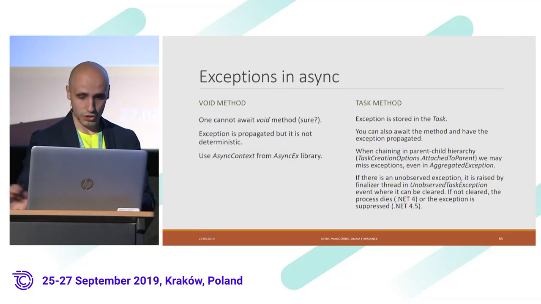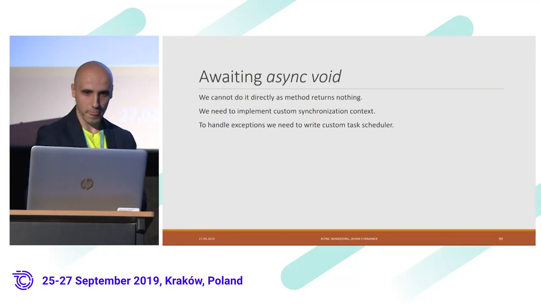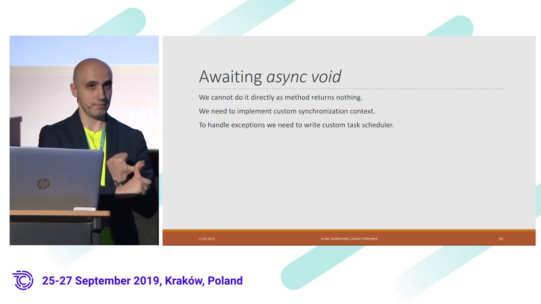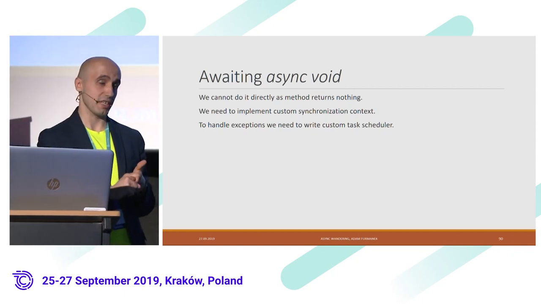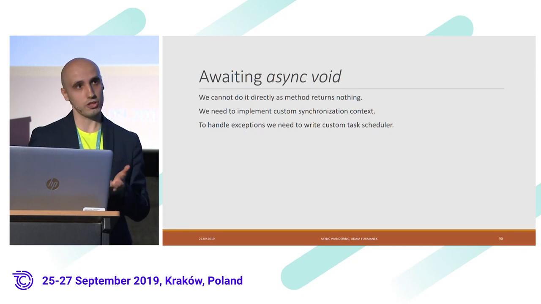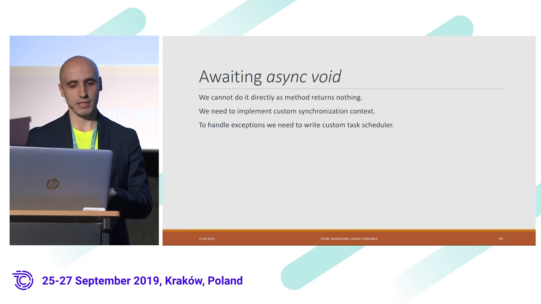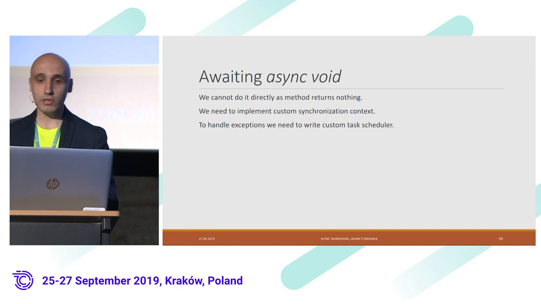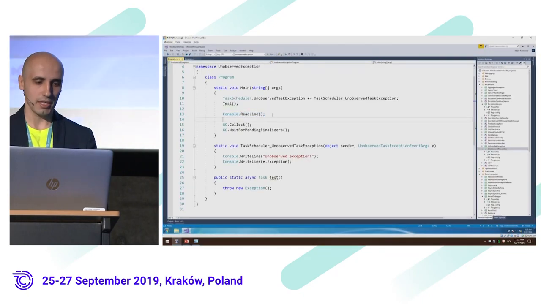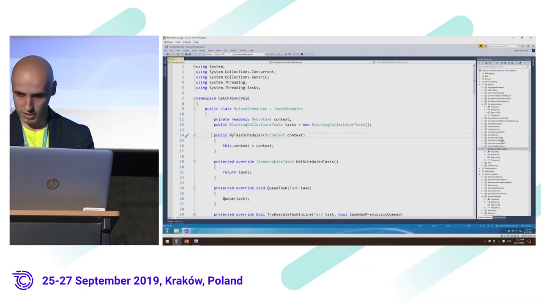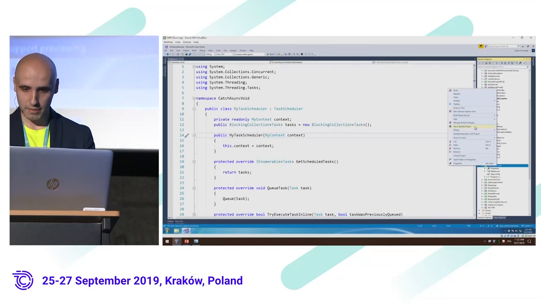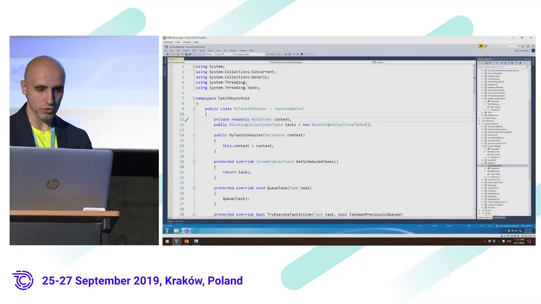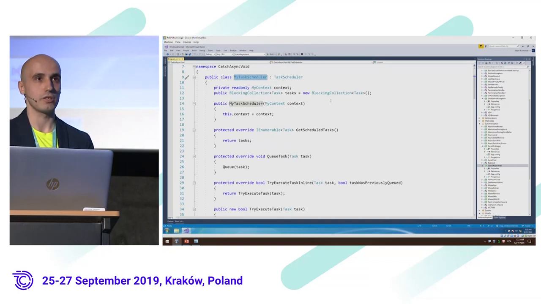Okay, let's continue with awaiting async void. So what we have seen is how task works under the hood, what synchronization context is, what the task scheduler was, what the state machine was. Now the question is, how can we await an async void method? And in order to do that, what we basically need to do is just replace a few things which are provided for us by .NET and use them differently. So the first thing we are going to implement is the task scheduler. The thing I told you to remember, that we can implement a task scheduler.